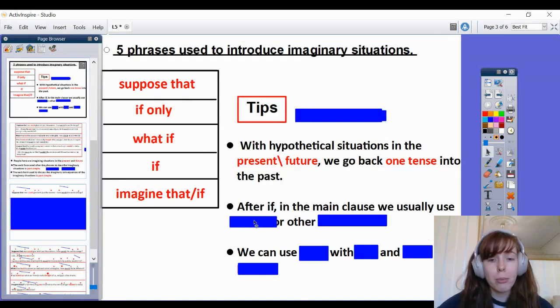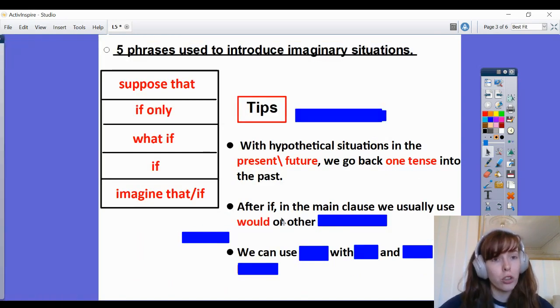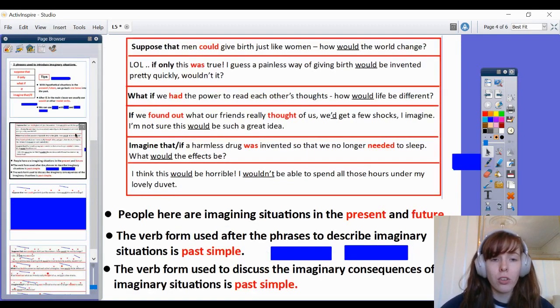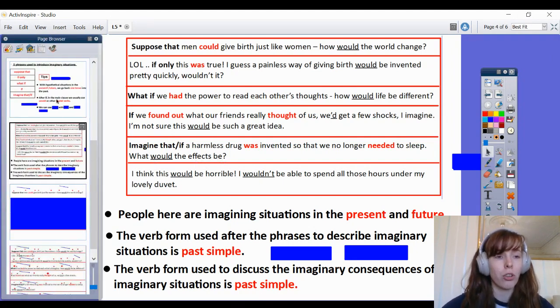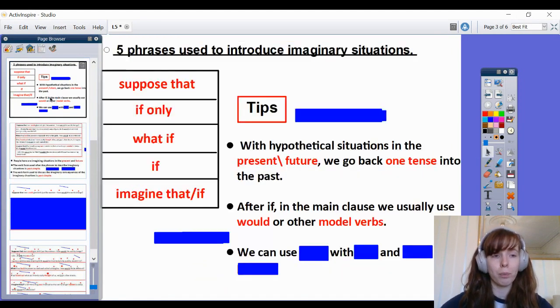After if, in the main clause, we usually use would or other modal verbs. So let's look back at our example. What if we had the power to read each other's thoughts? How would life be different? Okay. We'd get a few shocks. What would the effects be? Okay, that's us usually using would.